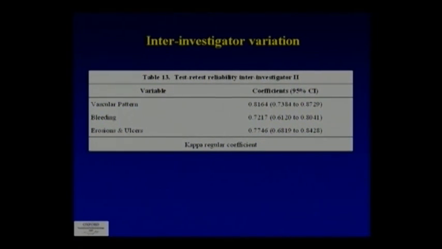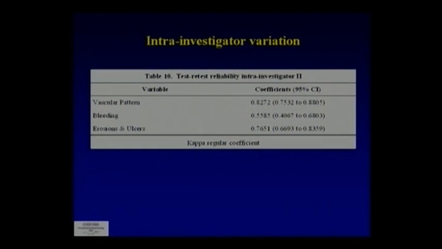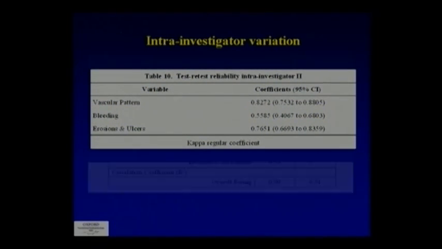And you're here with kappas up in the higher 0.7s and the 0.8s. For the intra-observer variation, again, much higher. What happens to bleeding? I don't know. Well, you've got a much lower intra-observer kappa, within the same observer's record of bleeding.